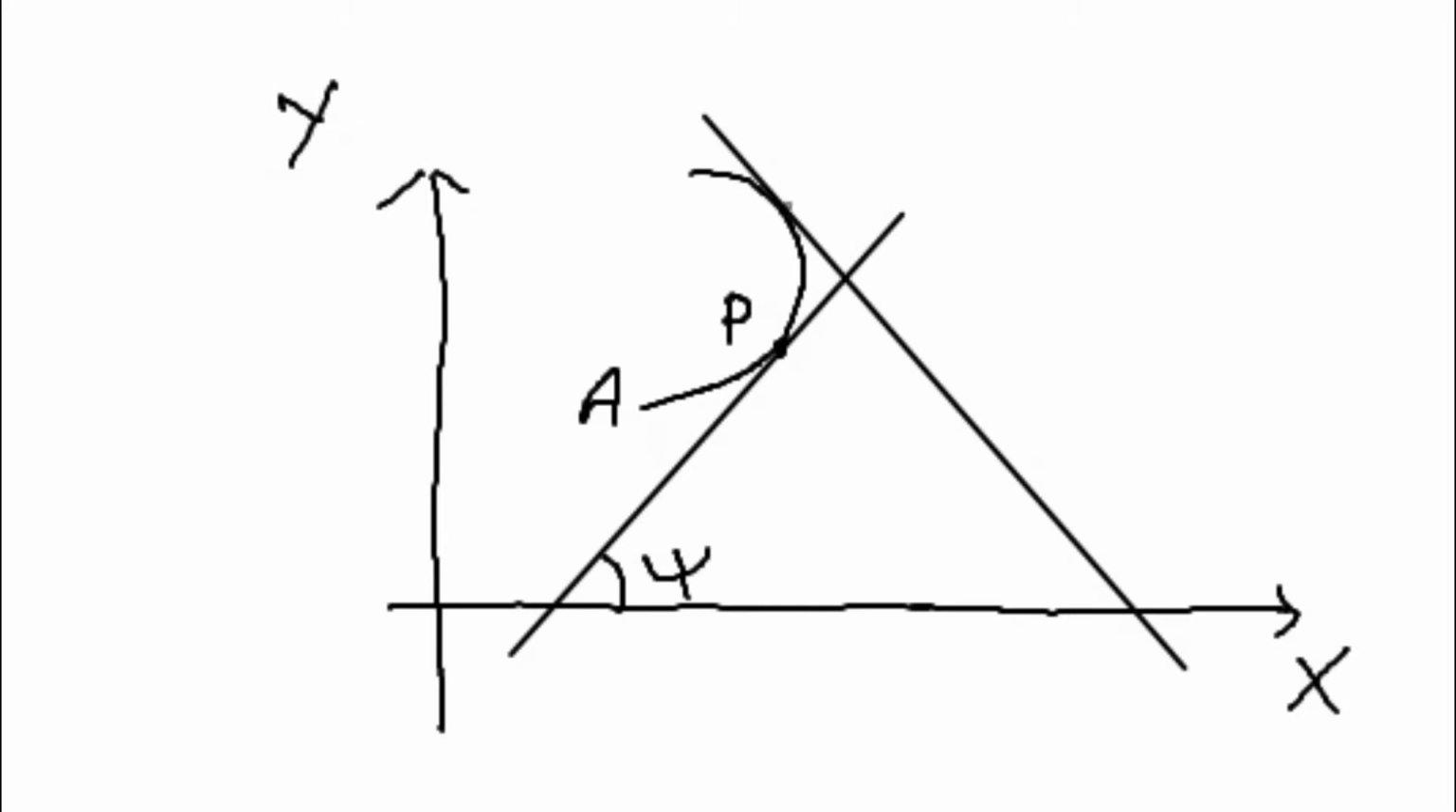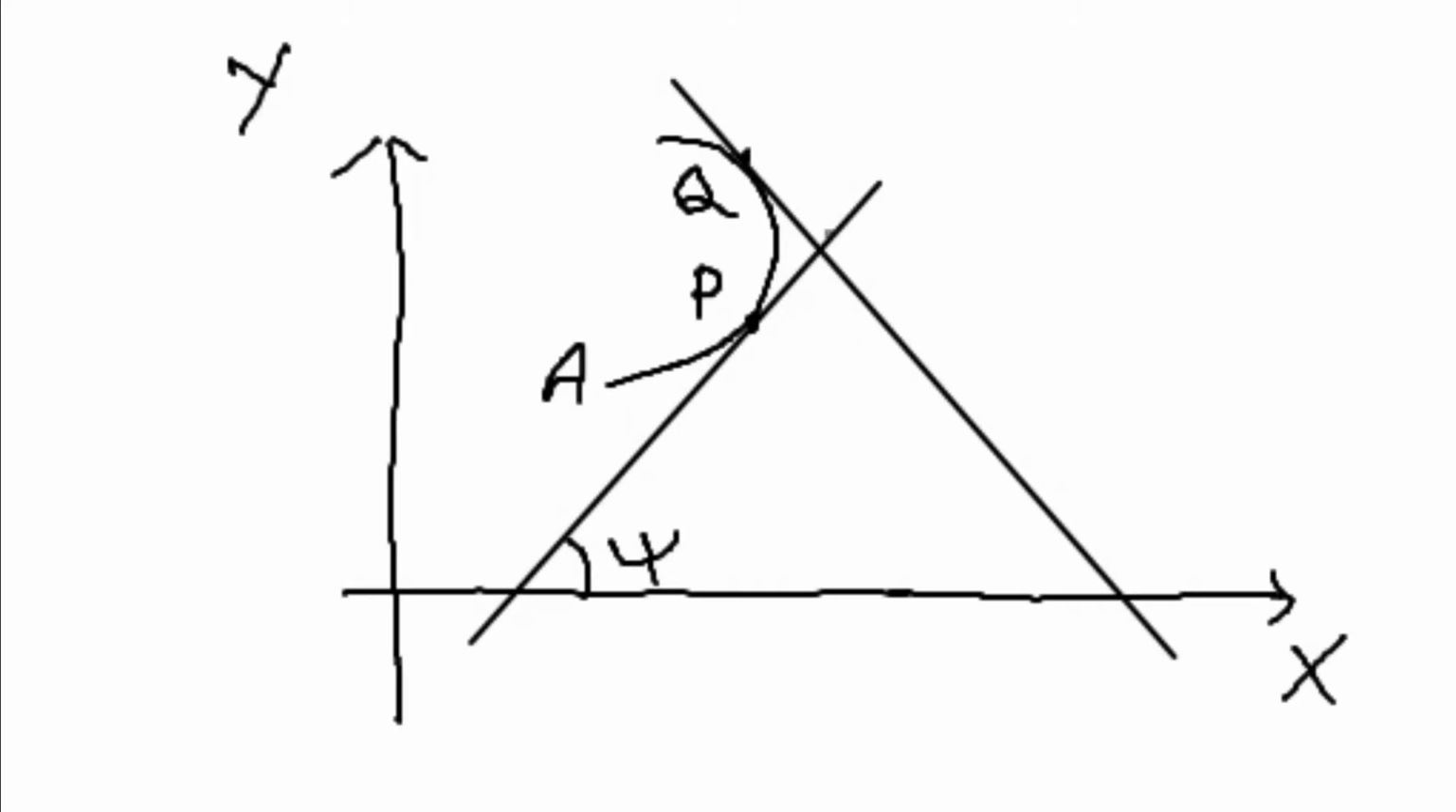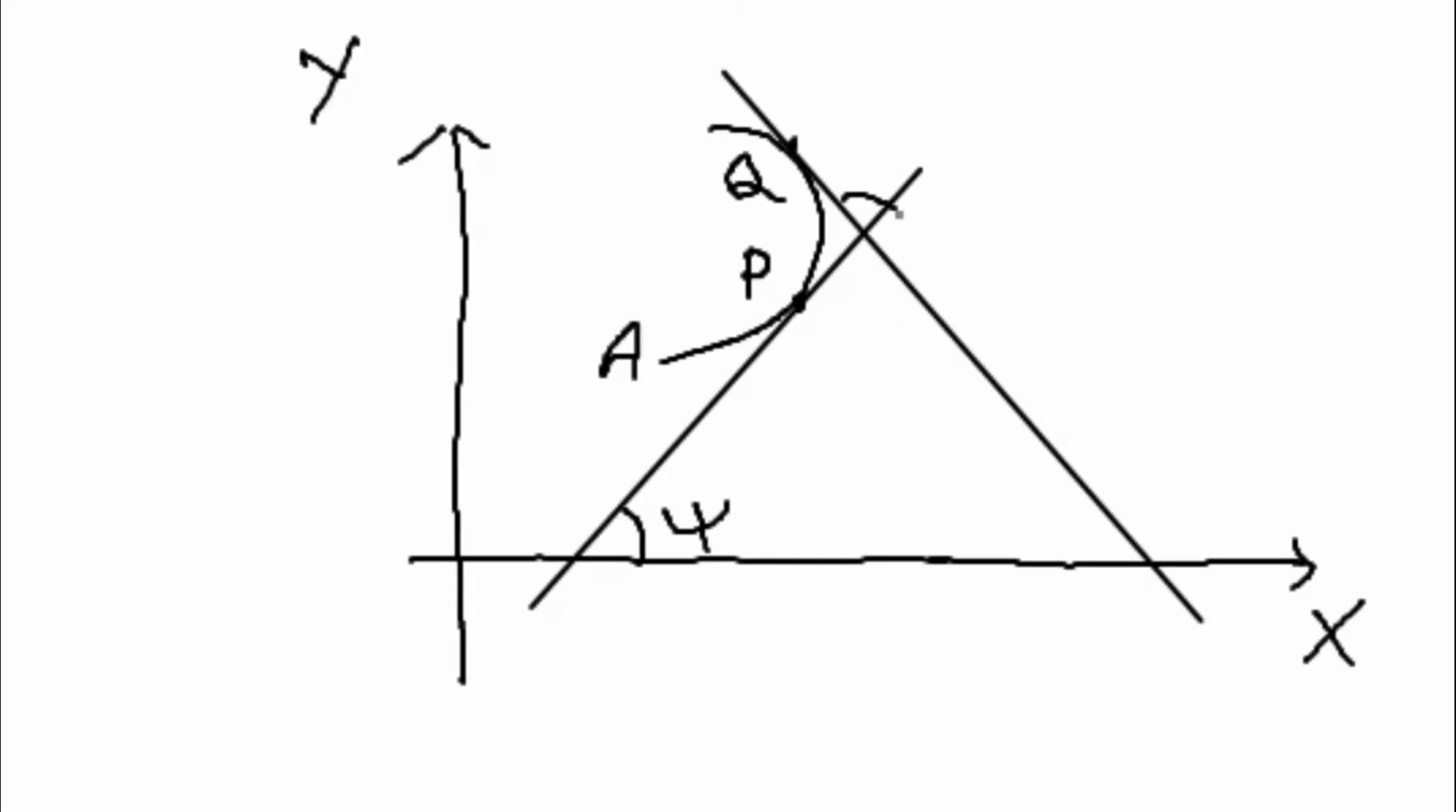Similarly, I am drawing a tangent at the point Q, and the angle between these two tangents is delta psi, which means that these points P and Q are very close to each other. Therefore, the angle between these two tangents is very small. I am taking that angle to be equal to delta psi.